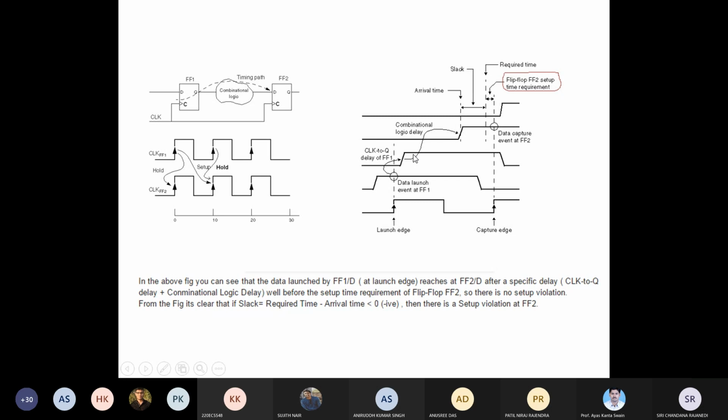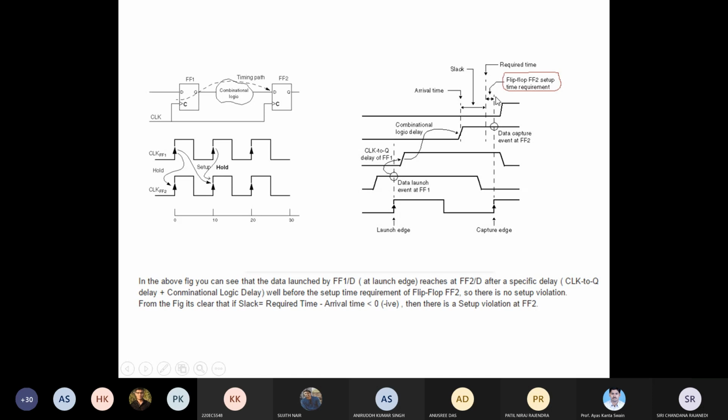After that, again there is a combinational delay. We assume that there will be various circuits in the combinational path, so the combinational delay is taken as more than the clock-to-Q delay. Then data is arriving at the input of FF2, the capture flip-flop, in the fourth diagram from the bottom. Actually, the capturing edge is the data capture event at FF2.